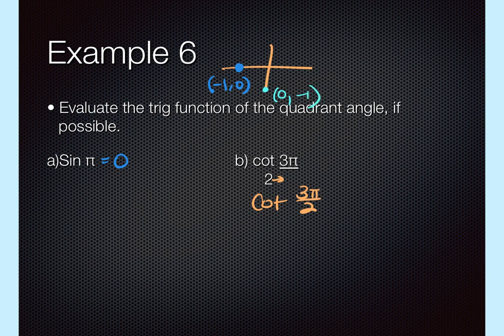0, negative 1. My tangent there is what? Undefined. So the cotangent would be? 0. So again, those are the kind you cannot use a right triangle for. You have to use your quadrant angles. Still good?